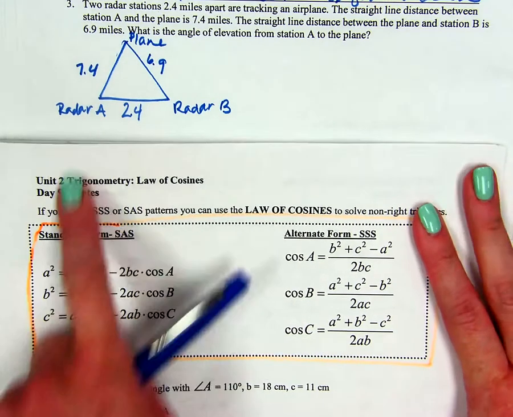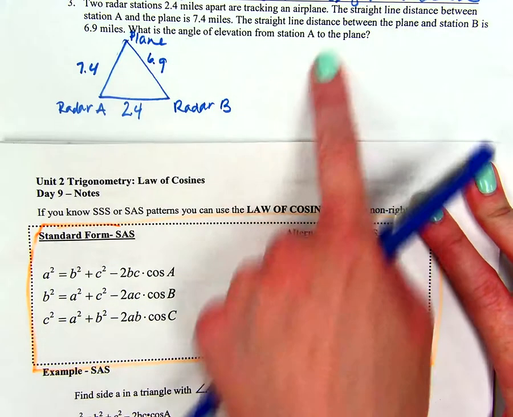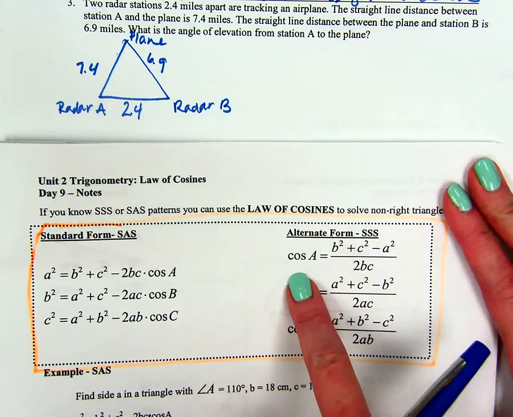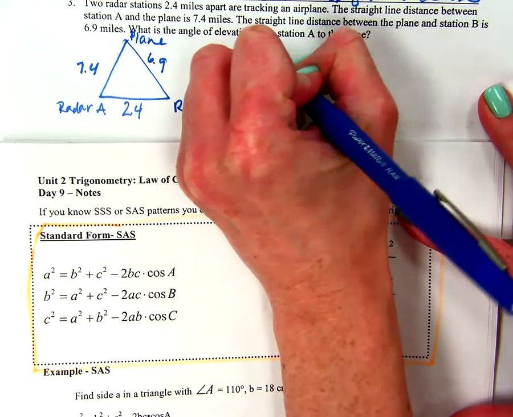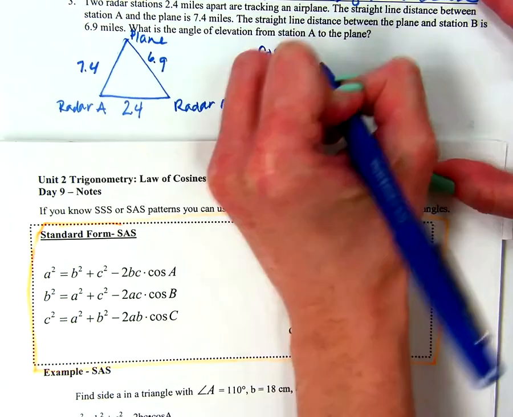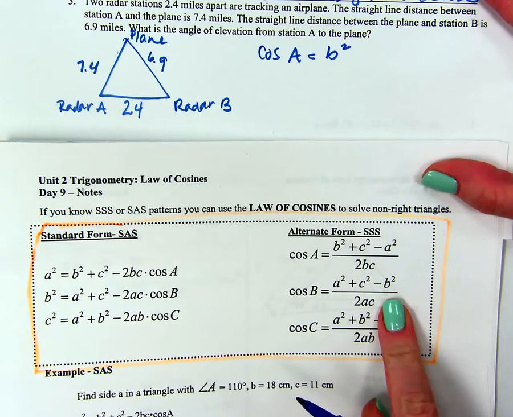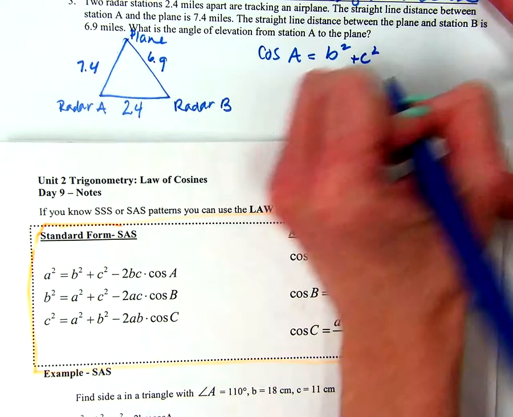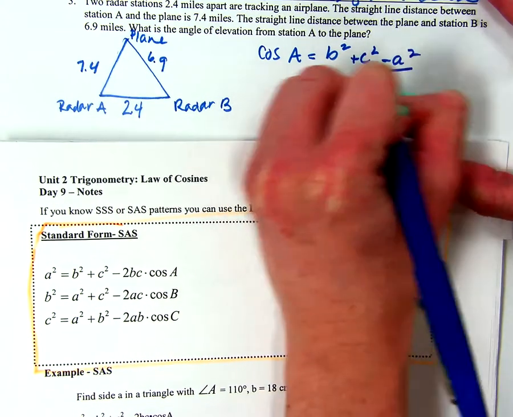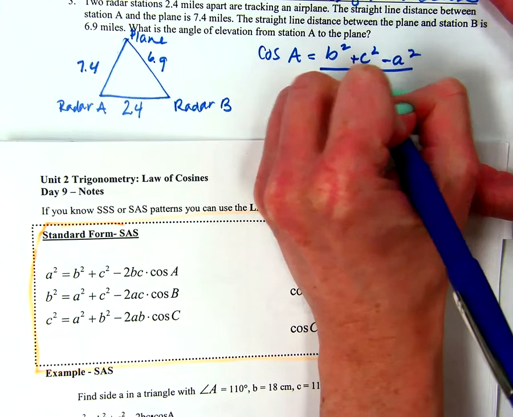I think we said angle A. It says, what's the angle of elevation from angle A? So let's take this first one right here. We're going to solve for angle A. So we're going to write the cosine of A equals b squared plus c squared minus a squared, all over 2 times b times c. I'm just copying it right down off of the screen.